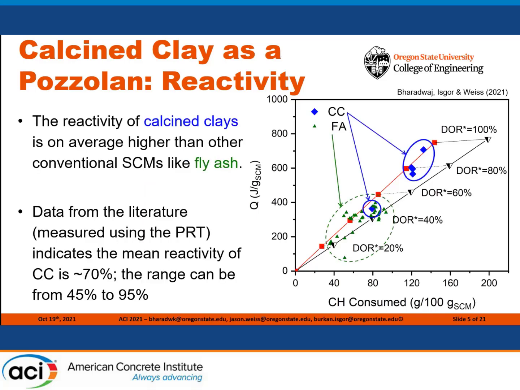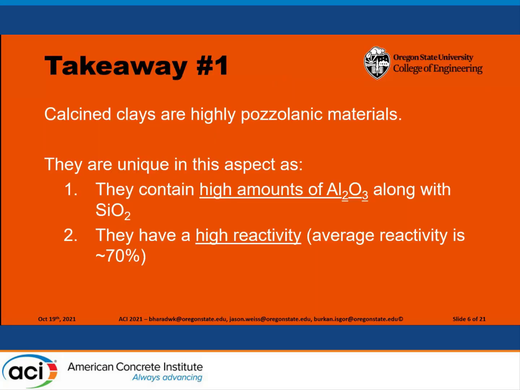So what we find is that the reactivity of calcined clays is on average higher than other conventional SCMs like fly ash. If we look at the results of the pozzolanic reactivity test on this plot, the fly ashes have reactivities between about 20% to about 50%, while calcined clays have reactivities between about 45% to almost 95%. And the mean reactivity of the calcined clay is about 70%, which is significantly higher than conventional SCMs like fly ash.